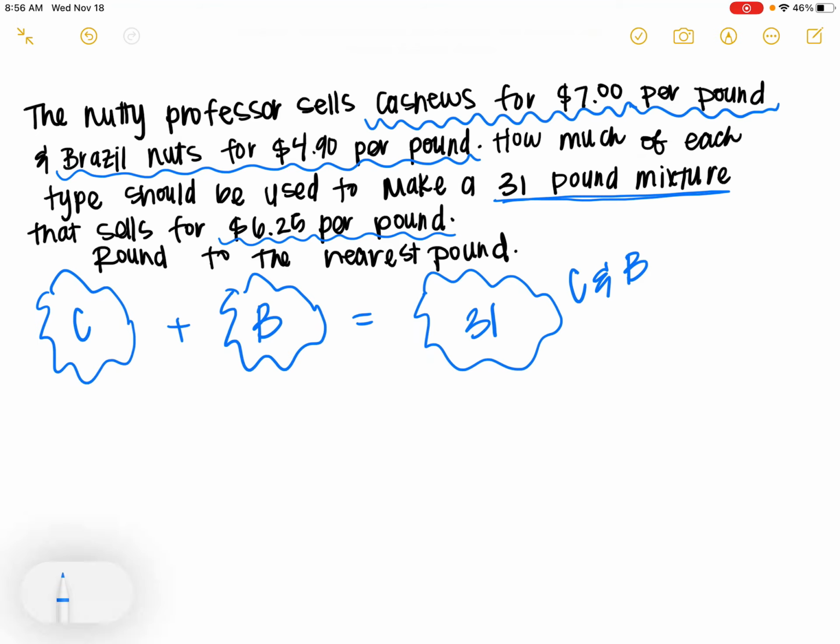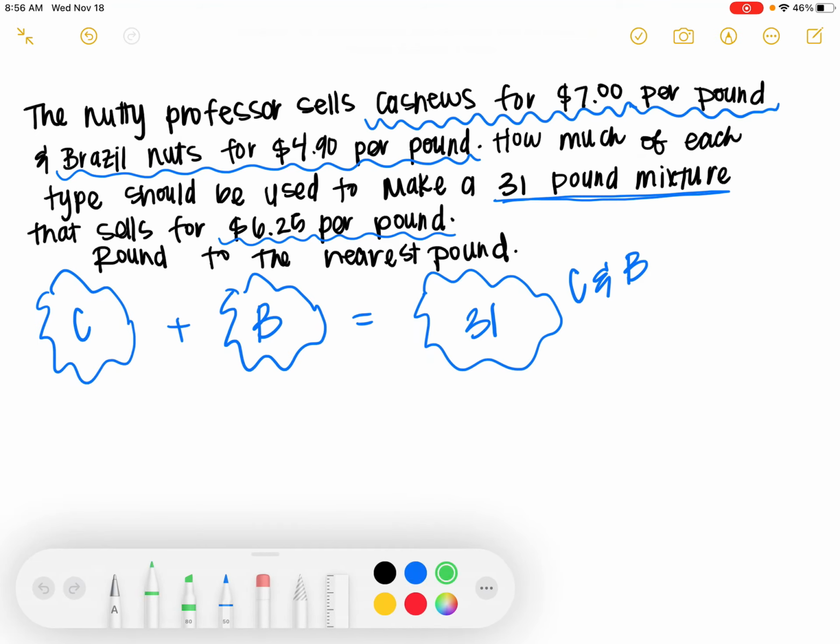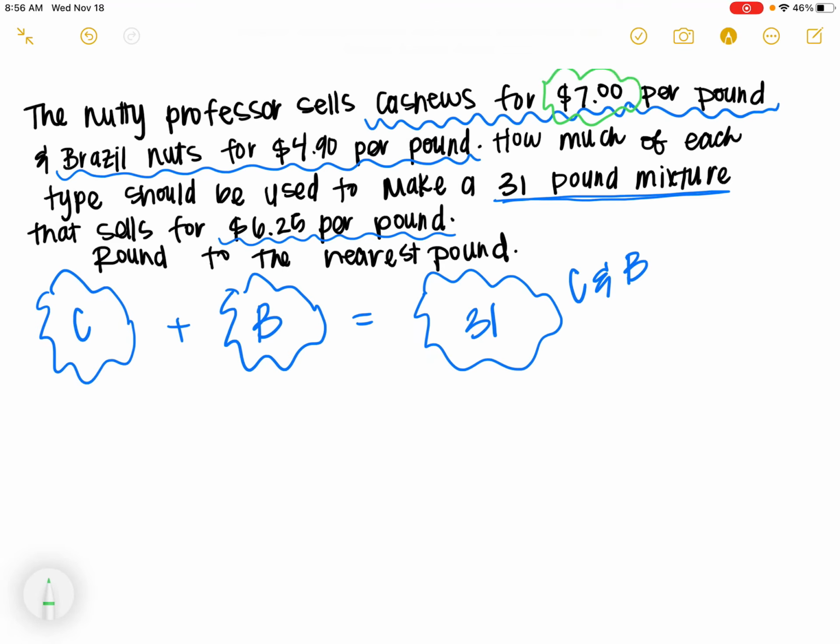Okay. We know, because it told us, that the cashews are $7 a pound, and the Brazil nuts are $4.90 a pound. And we want the total mixture to end up being about $6.25 per pound. Now, when I had originally set this up, I said C plus B equals 31, and 7C plus 4.9B equals 6.25, which is where I made a mistake.